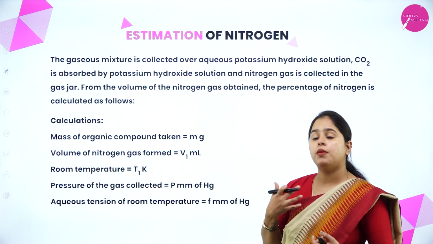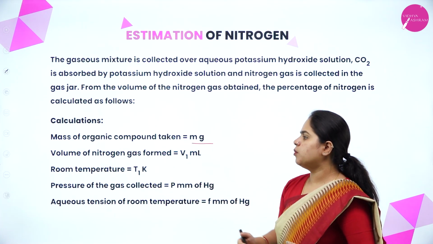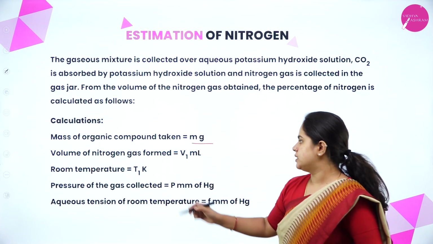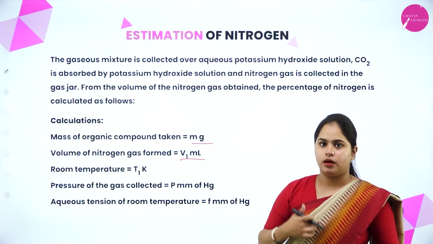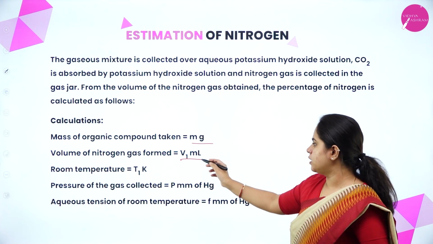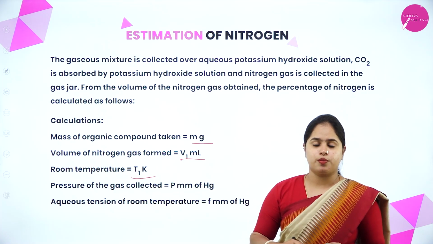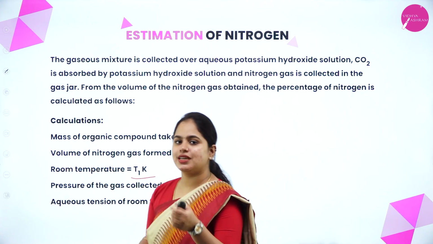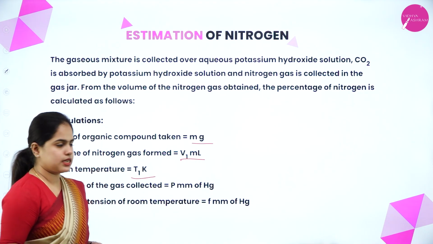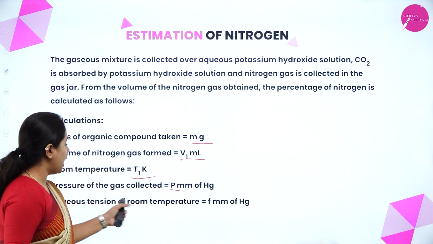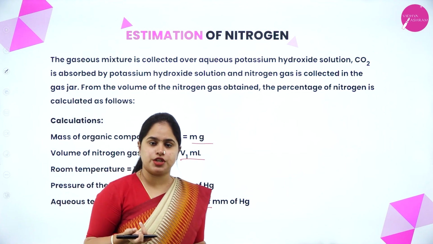So if you are considering the mass of the organic compound as m gram, and the volume of nitrogen gas formed is taken as V1 ml. Okay, nitrogen gas which is formed in the product, finally how much it is formed, we are taking it as V1 ml. And room temperature is also needed to be noted here. Room temperature is T1 Kelvin, right? And the next one is pressure of the gas, considered as P, and the aqueous tension is considered as F. Now what is the importance of aqueous tension here?